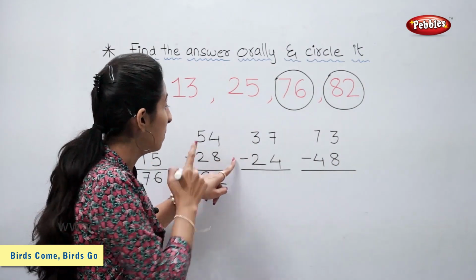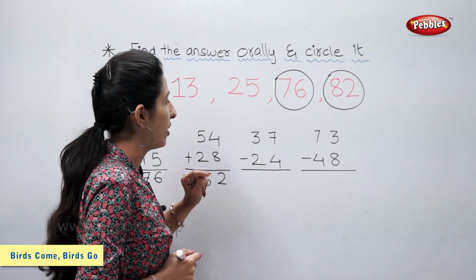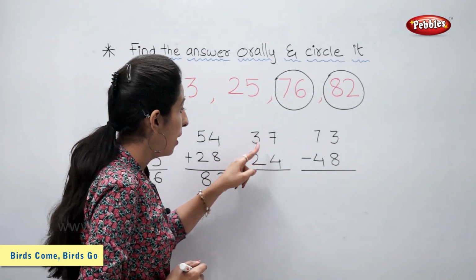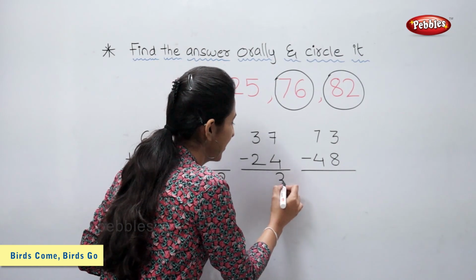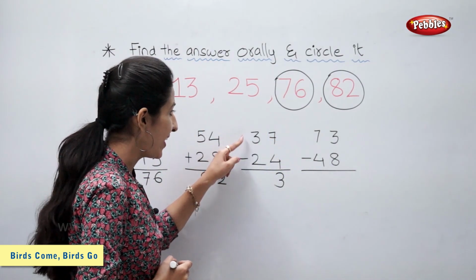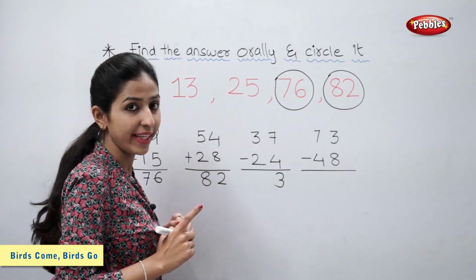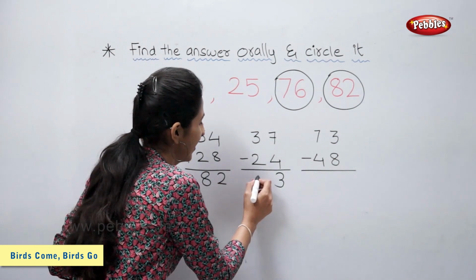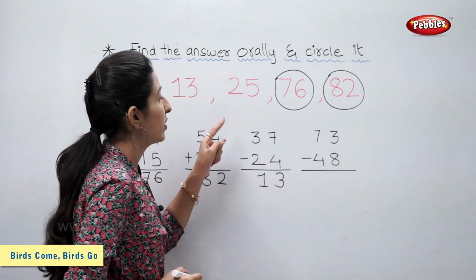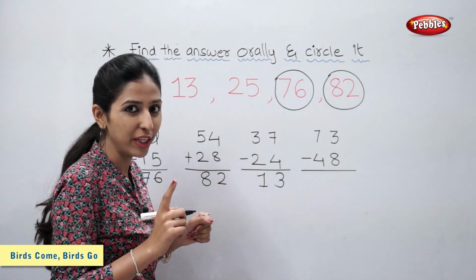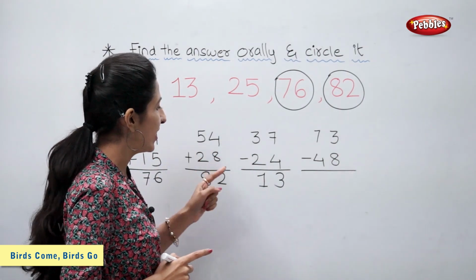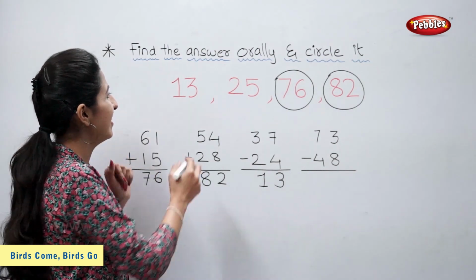37 minus 24. 7 minus 4 is 3. 3 minus 2 is 1. So 37 minus 24 is equal to 13. Let's circle number 13.